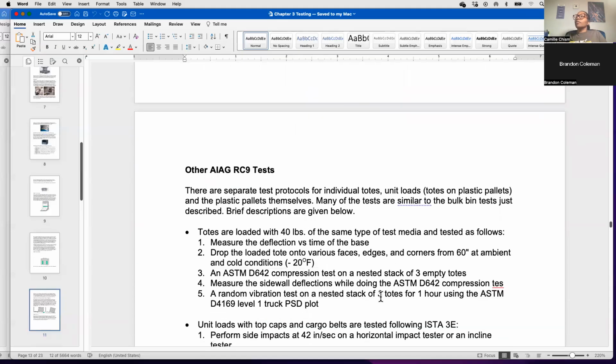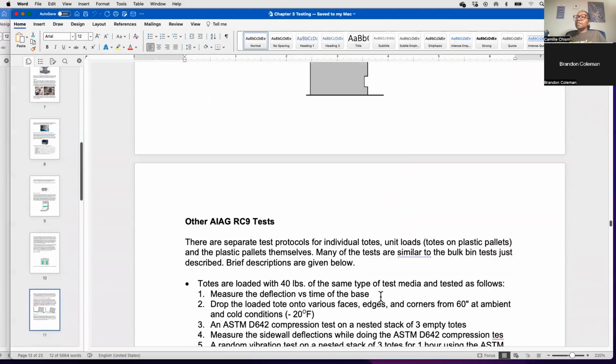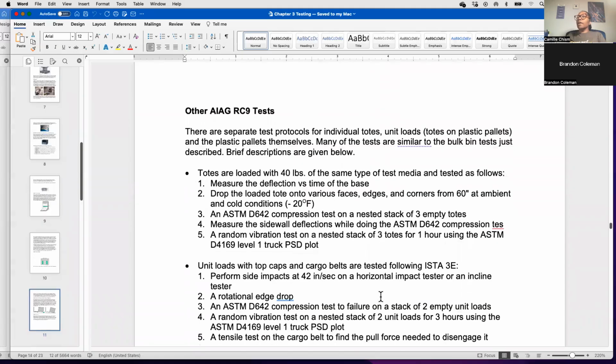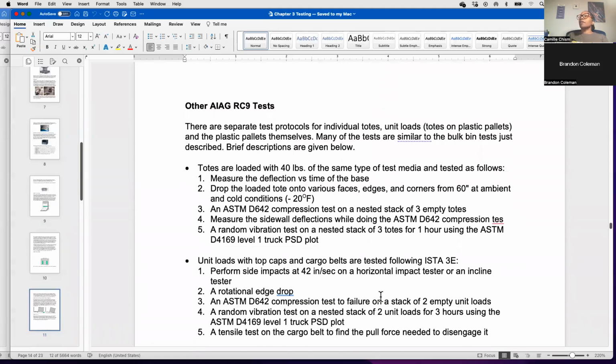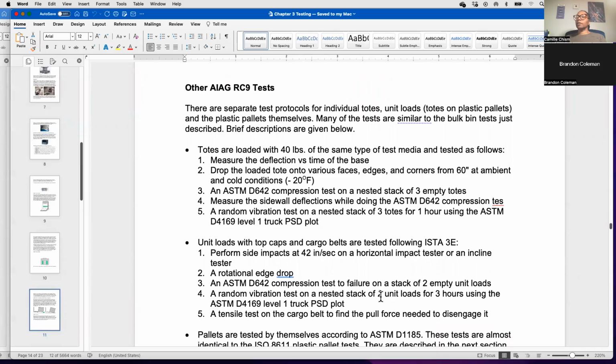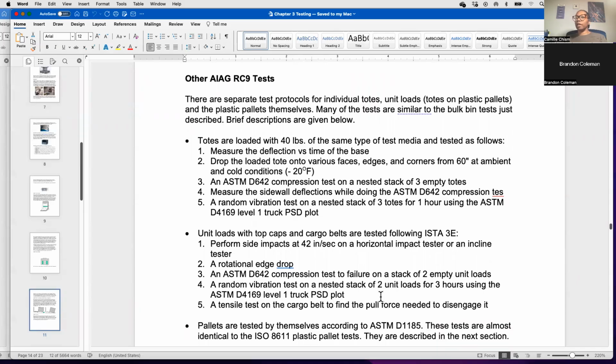Okay, so those are the 10 tests that are listed here. There are some other tests, and again, as I mentioned yesterday, these are for things like individual totes, totes that are on the plastic pallets, and even for the pallets. They're very similar because you're looking for the same thing. You're simulating, trying to find where the failure occurs. You're trying to see how much stress the pack can take.